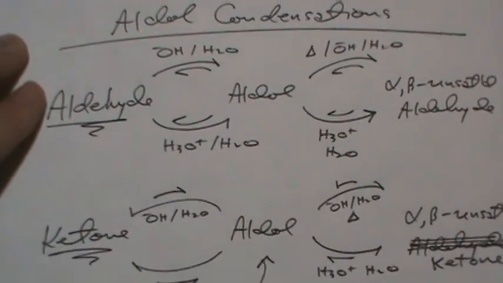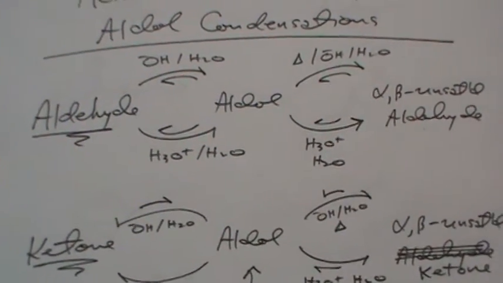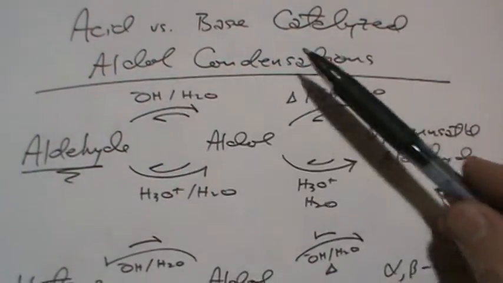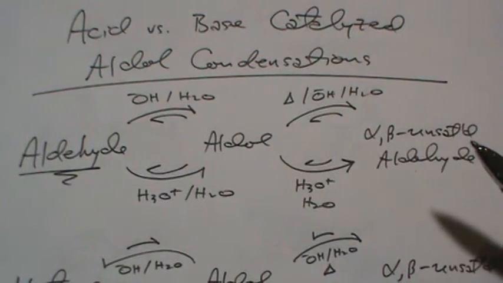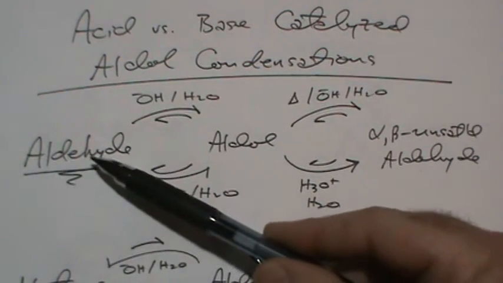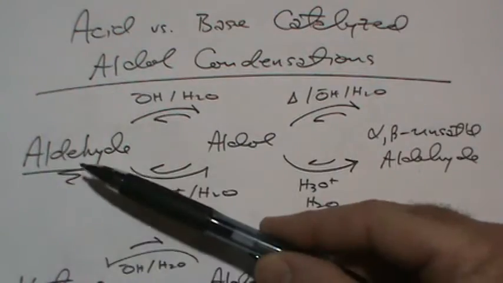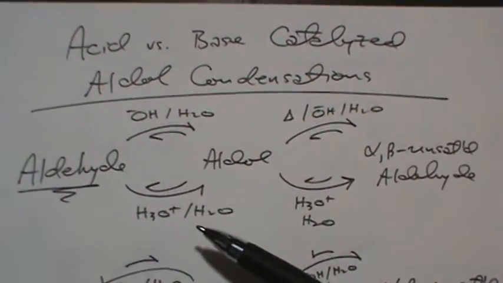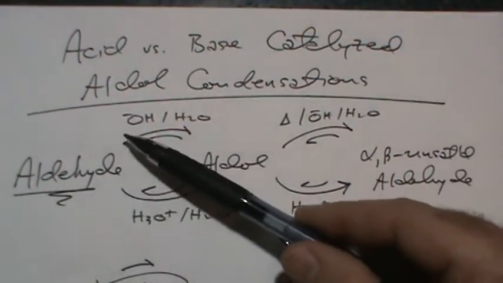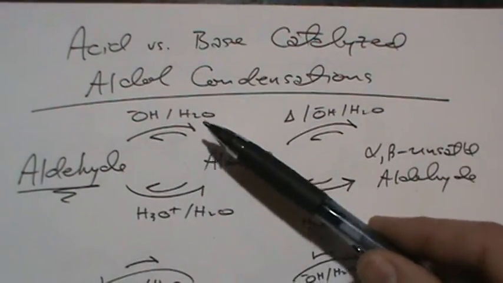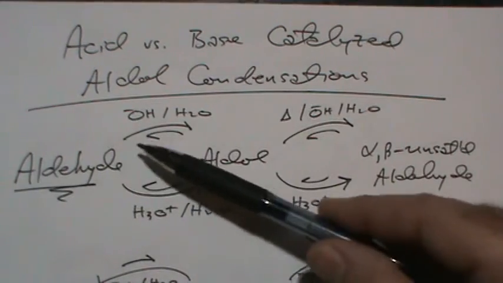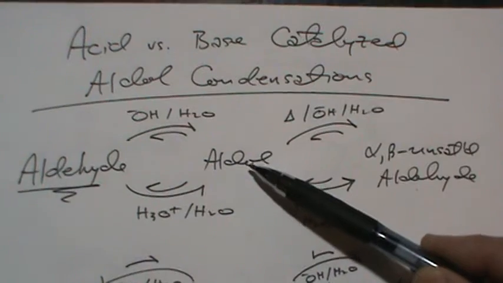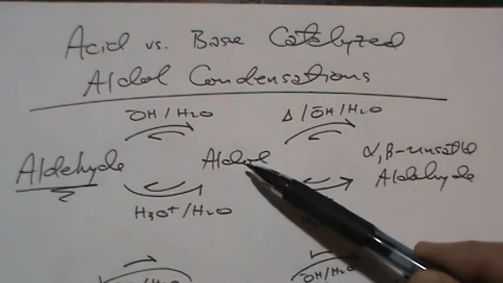Okay, let's review now. Acid versus base catalyzed aldol condensations. So first we'll start with an aldehyde. We've already mentioned that aldehydes are a little bit more reactive than ketones, so we're going to break the discussion down into aldehydes and ketones as well. But we begin with an aldehyde. Consider the basic condition versus the acidic condition. In both cases, we can generate an aldol that's favored at equilibrium and is isolable.